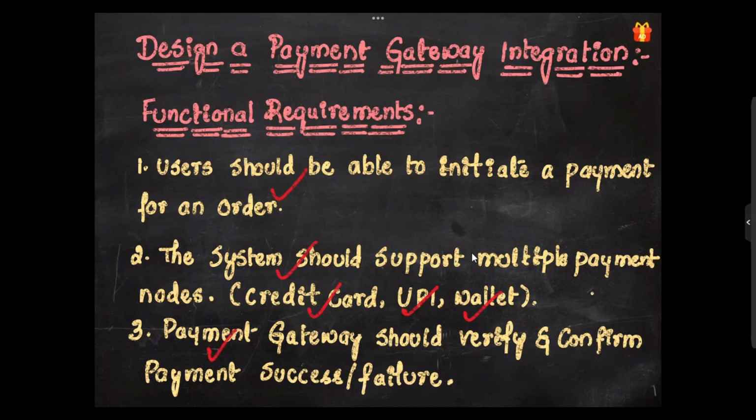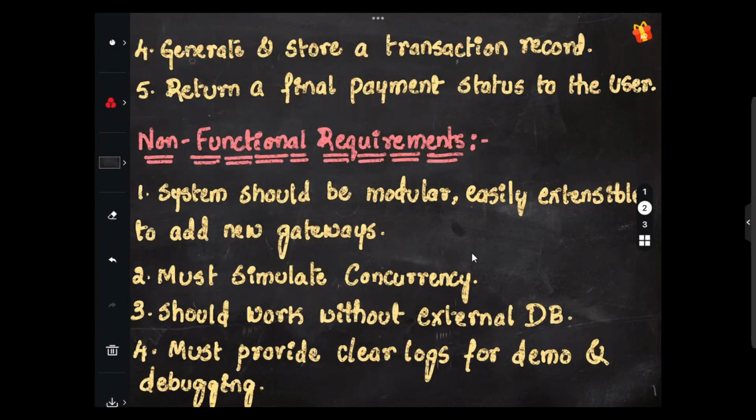Next, the third requirement here is the payment gateway should verify and confirm payment success or failure. This is also one of the requirements. Let's move on with the fourth one: generate and store a transaction record. So we should be able to generate and store a transaction record. The final one here would be to return a final payment status to the user.